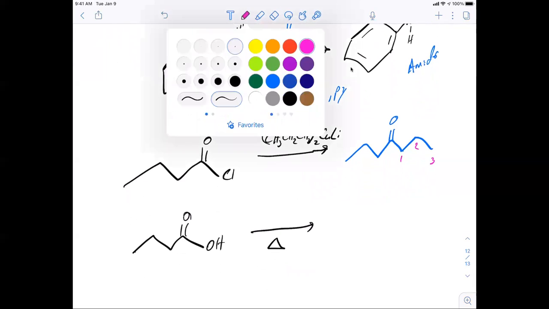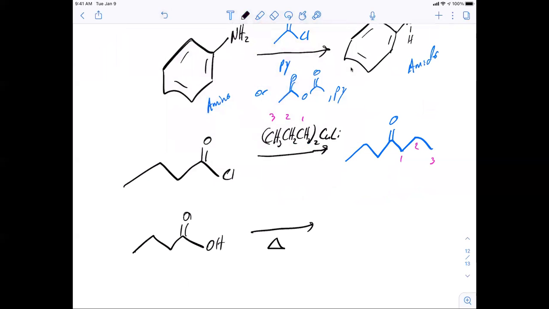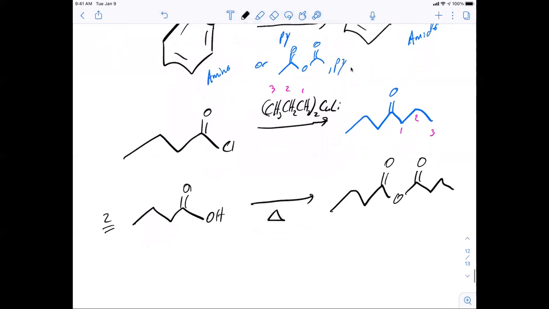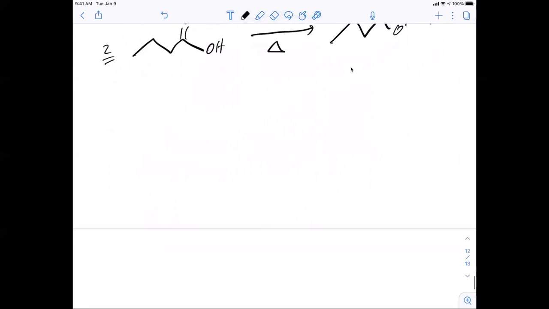Okay, and the last one, I'm going to take acid, right, and put 2. Now, if they do this for you, that's a nice hint, but is it necessary? No, it's not necessary. If I just take the acid and I heat it up in the presence of other acid, I could end up with the anhydride. Okay, questions about that one? Let's try a few more.